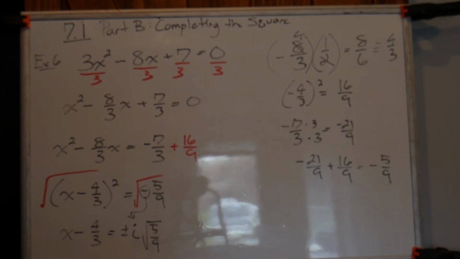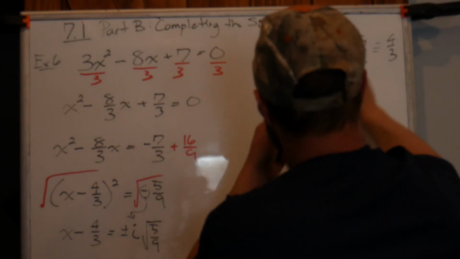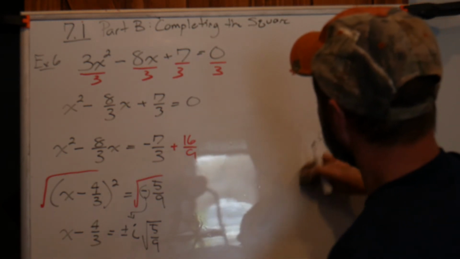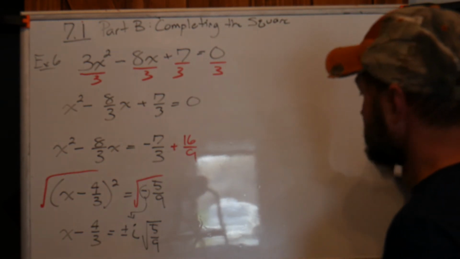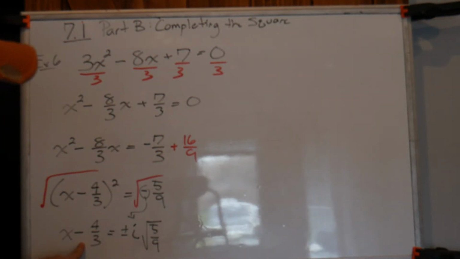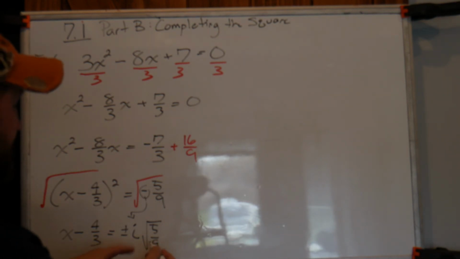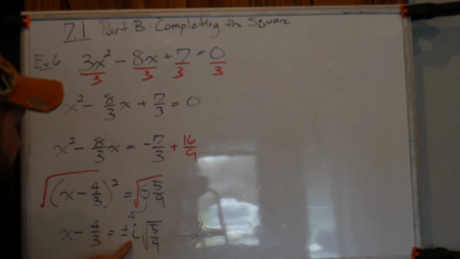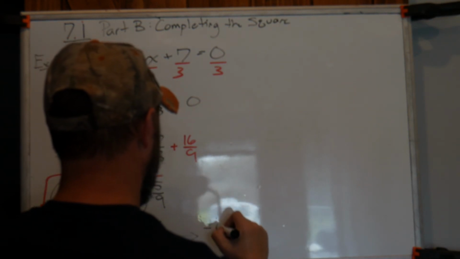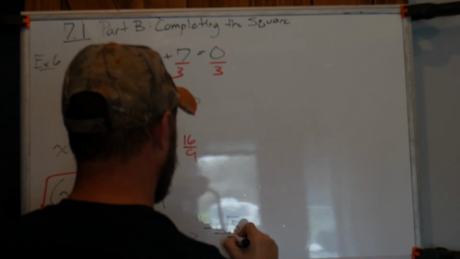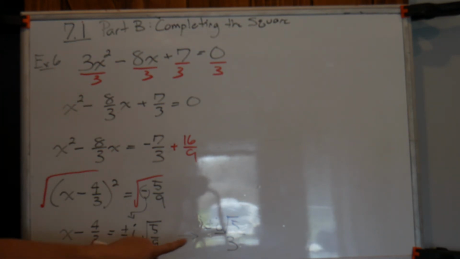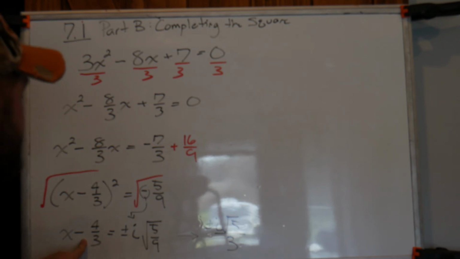All right, hopefully we're following along okay. You don't have to take this many steps when you're doing it on your own. I'm trying to show everything that we've got to do with the fractions. So I have x minus 4/3 equals plus or minus i square root of 5/9. I'm just breaking this one down for now. Let's break it down one more. I have plus or minus i square root of 5/3. Square root of 9 is 3. Again, you can look at this as square root of 5 over square root of 9. So I have plus or minus i square root of 5 divided by 3.